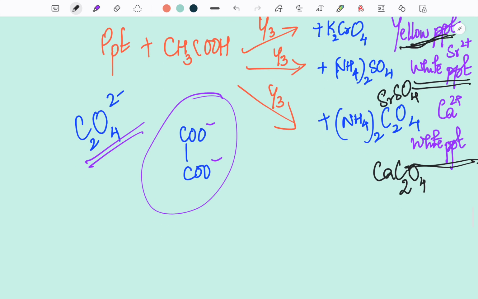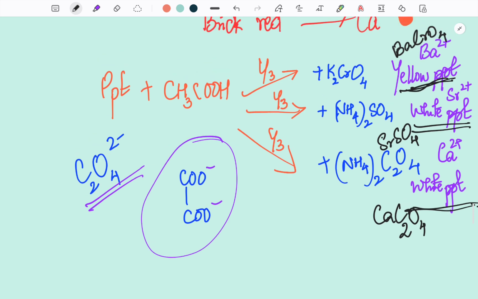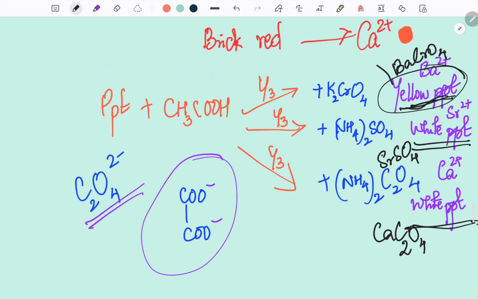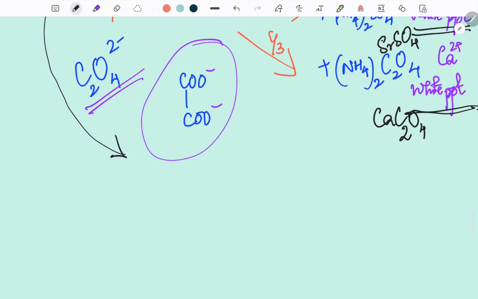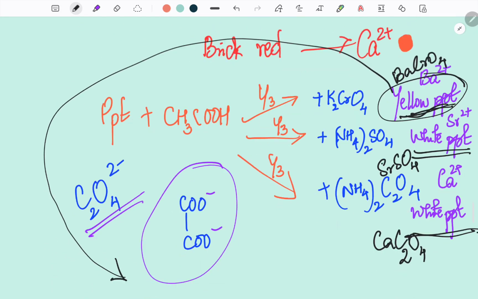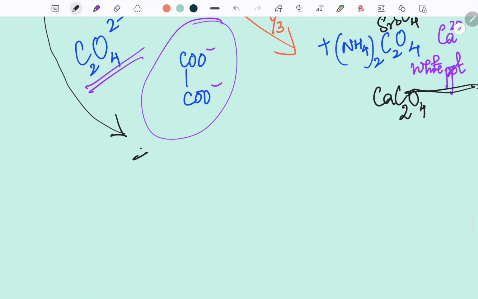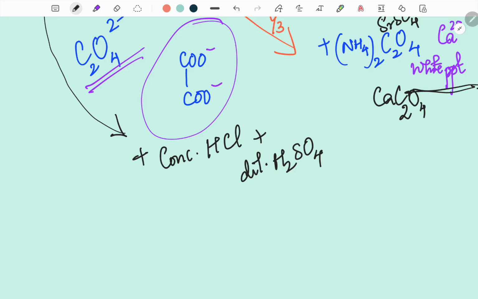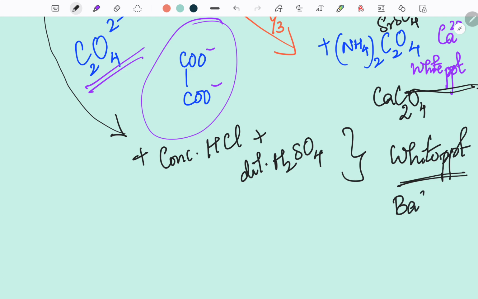Now there is an additional confirmatory test only for barium, and that involves the yellow precipitate formed. So for the barium ion, you can take the yellow precipitate and add concentrated HCl to it, and also add dilute sulfuric acid, dilute H2SO4. And when you're adding these chemicals, if you're getting a white colored precipitate, that is also another confirmatory test. And this white precipitate formed is BaSO4, barium sulfate.